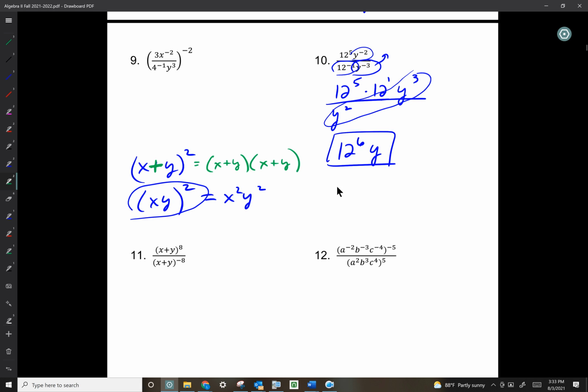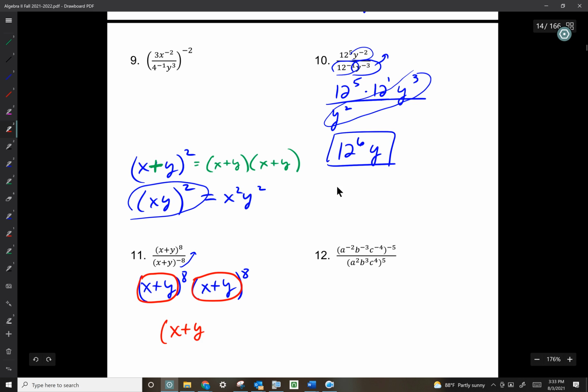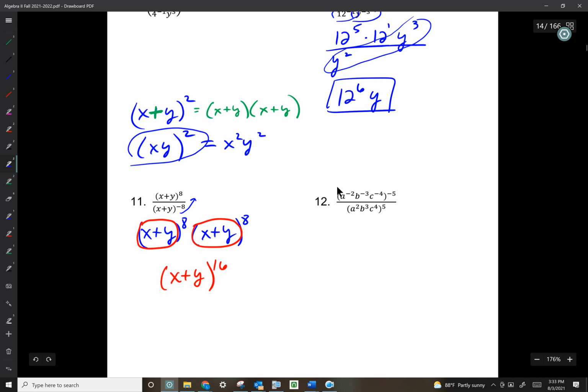So on number 11, I can't distribute that 8 to both the x and the y. Now what I can do is I can say, well, I don't want a negative exponent. So I could move this to the top. So in other words, the x plus y that's already there, I'll leave alone. The one that's on the bottom, I'm going to move up and say to the positive 8. And now I can look at it and say, well, look, don't I have the same base? Isn't this base the same as this base? So can't I combine them and say, okay, it's that base to the, add your exponents, 16th. So that would work to do that.